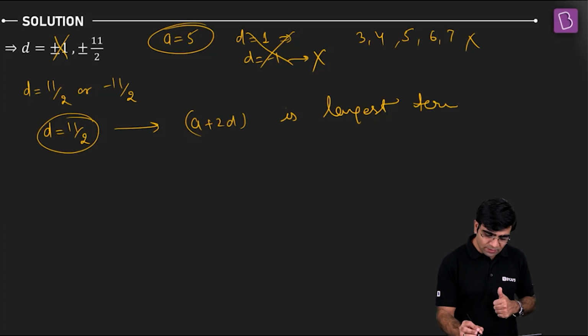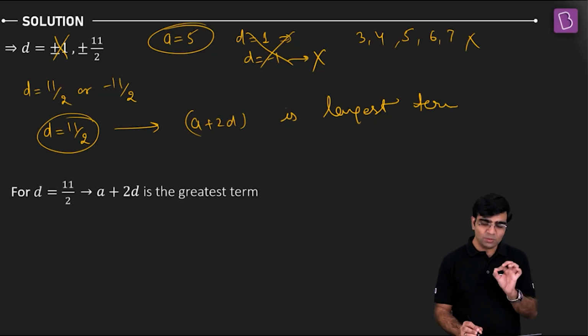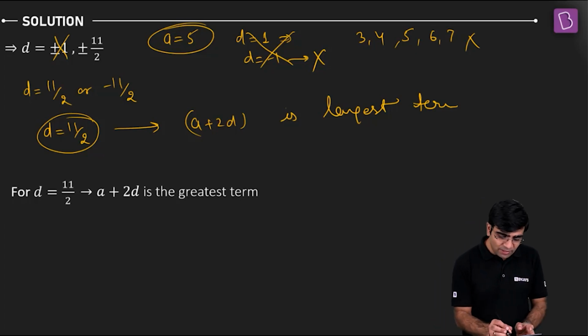Right. Okay, let's begin with it. So when I take d equal to 11 by 2, one thing is pretty sure: a plus 2d is going to be the greatest term. Perfect. And if I want to calculate that a plus 2d, what will I have?